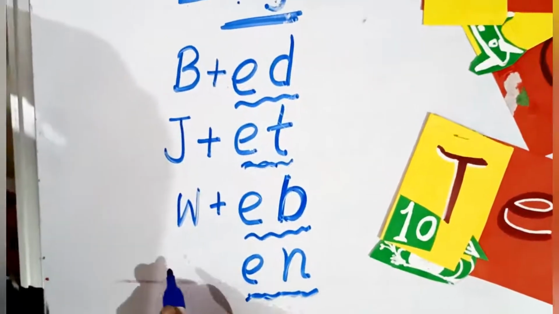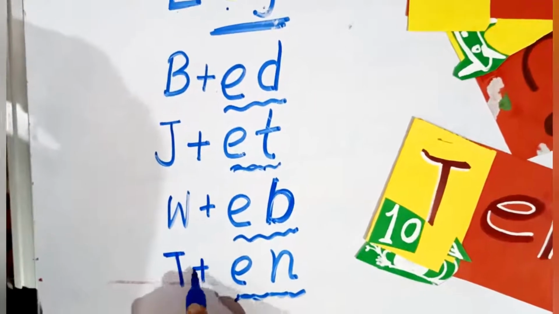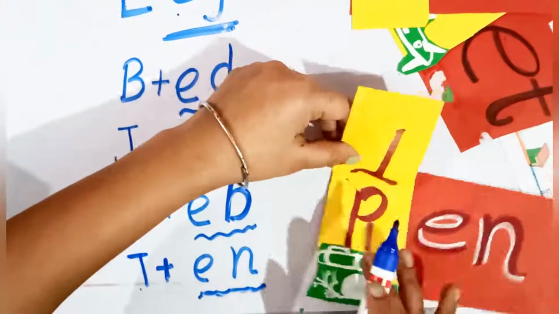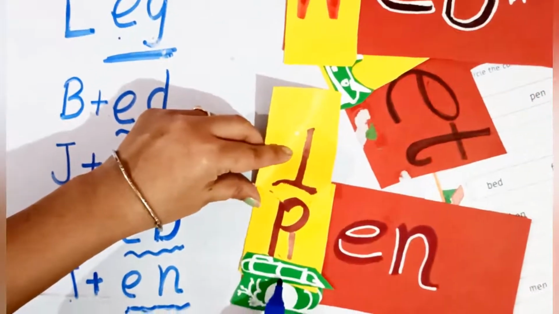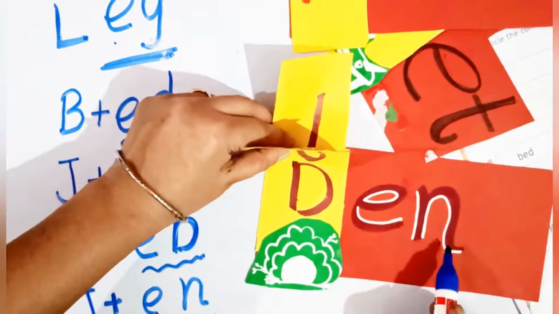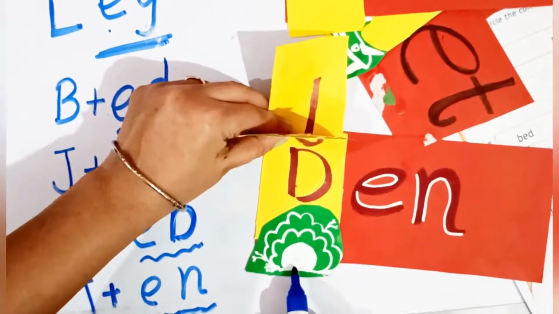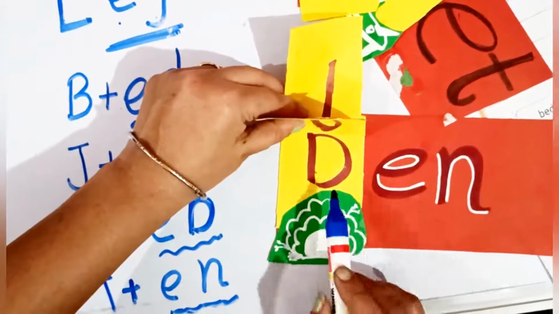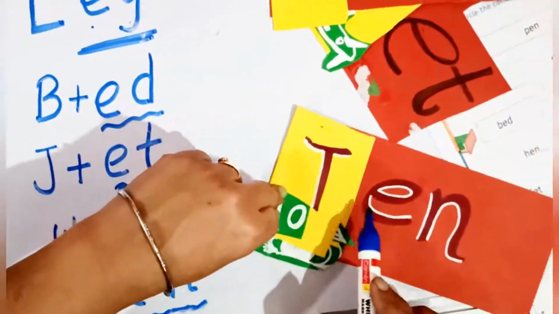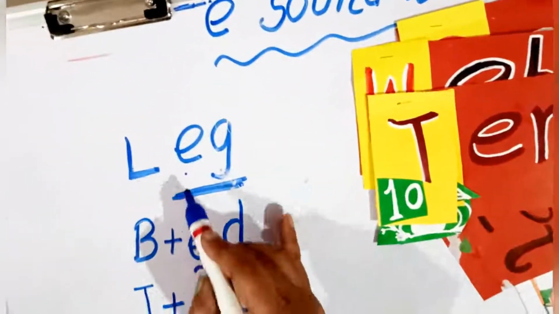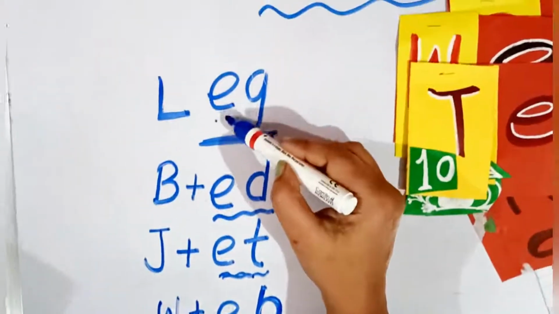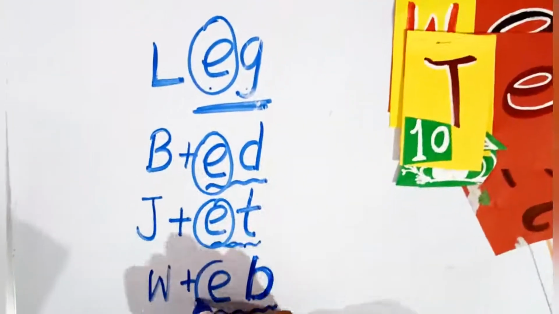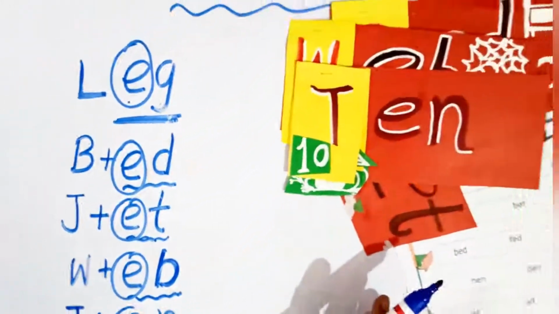And then what is coming? E-N word. See, we are adding T with E-N. T-E-N, ten. This is number 10. Next one is P-E-N, pen. See, this is one pen. And D-E-N, den. This is one den. A den means where wild animals, lion, tiger, live. This is called den. And this is pen. These are all E sound, three letter words. See, all E are in between, in the center. E sound word.